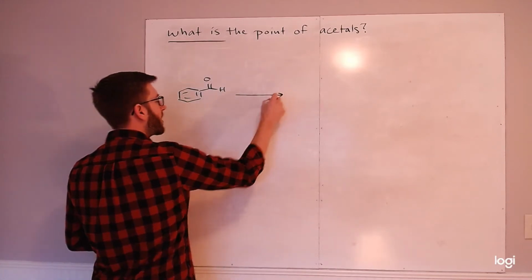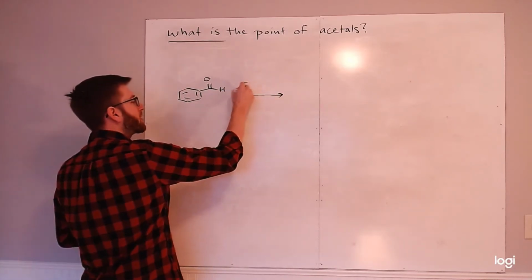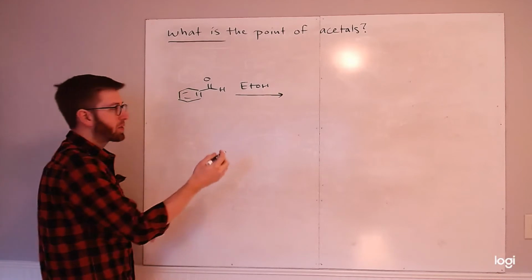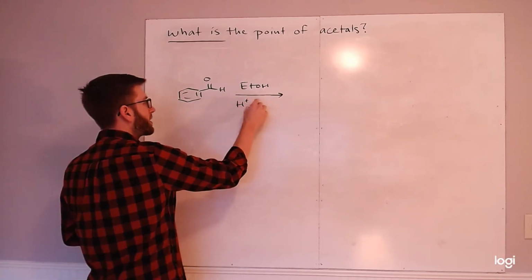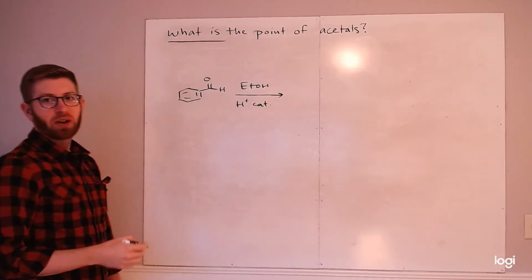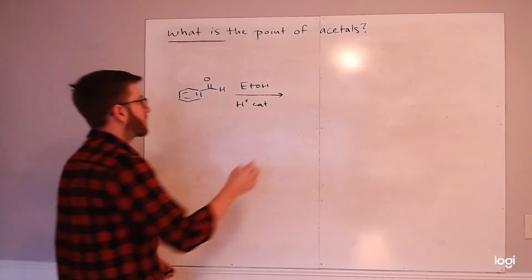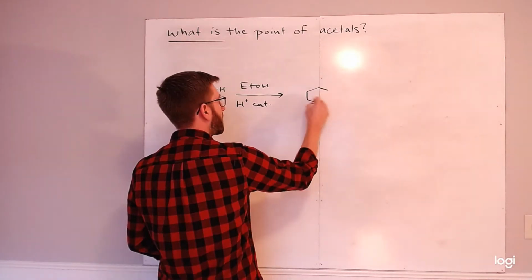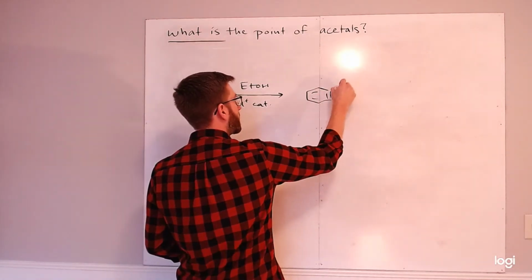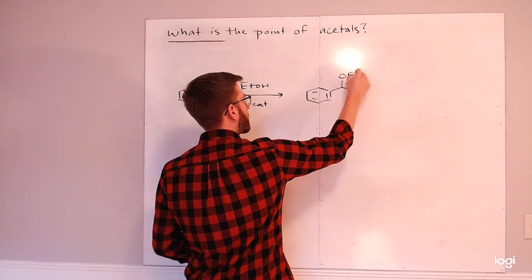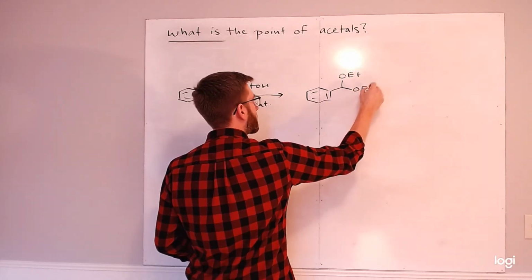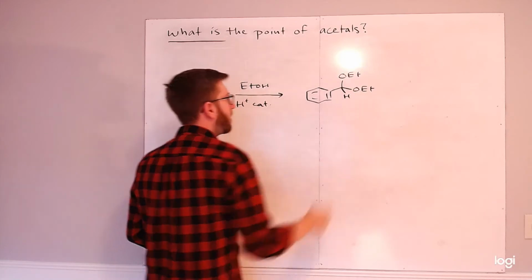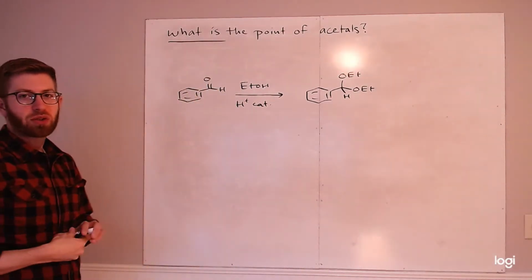We could start with an aldehyde like this, dissolve it in some alcoholic solvent, in this case we'll use ethanol, and some kind of an acid catalyst to promote the acetal formation. And so we know that what we would find is that the carbonyl would disappear, and in its place we'd have two different ether groups. So we would have, in this case, a diethyl acetal and a product structure that looks like this.